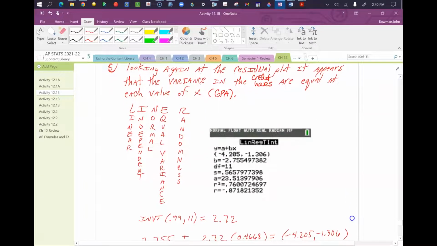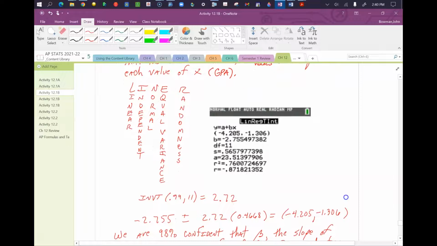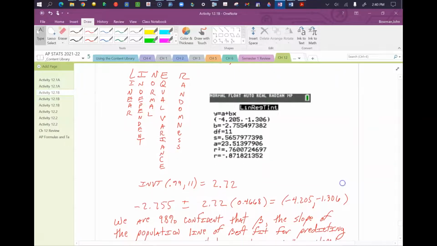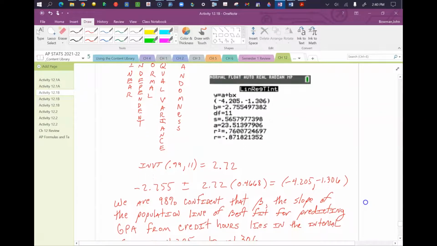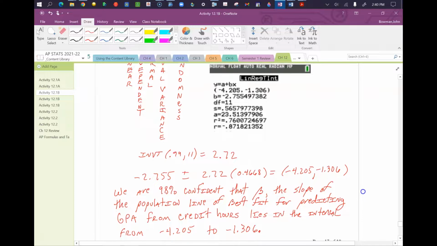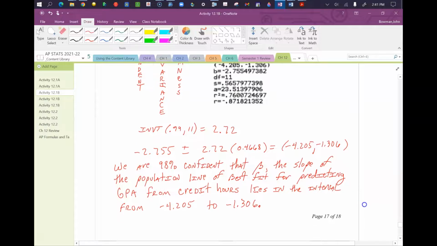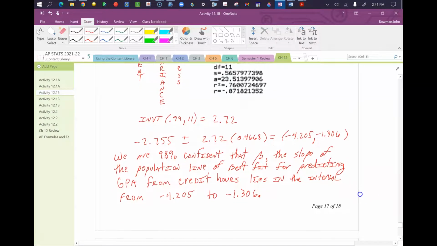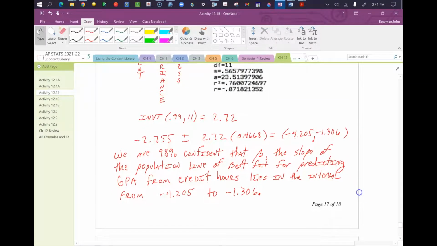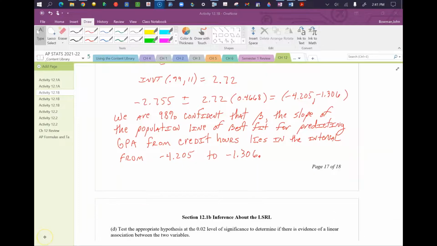Here's our confidence interval from the calculator. You can find the critical value for that confidence interval by using inverse T of 0.99 and 11 degrees of freedom. And here's the necessary work for that confidence interval. And then finally, we are 98% confident that beta, the population slope of the line of best fit for predicting GPA from credit hours, lies in the interval from negative 4.205 to negative 1.306.